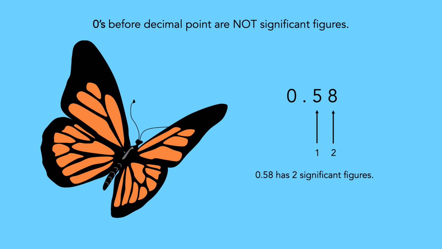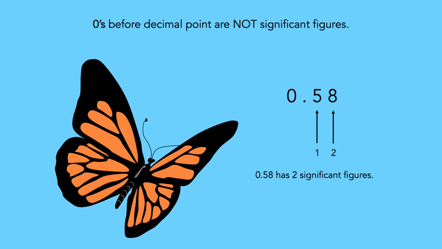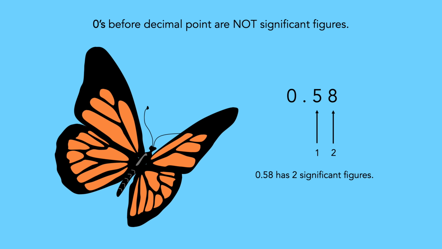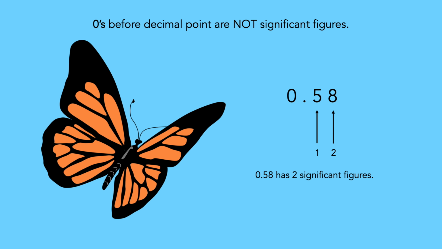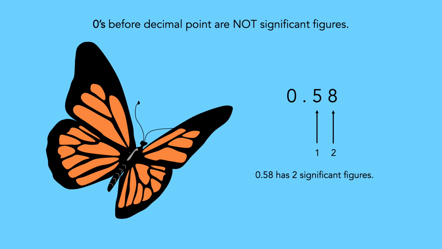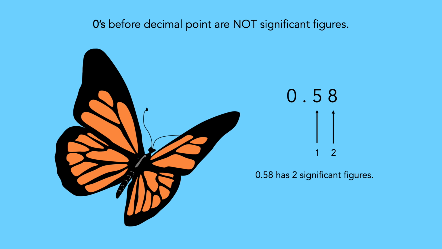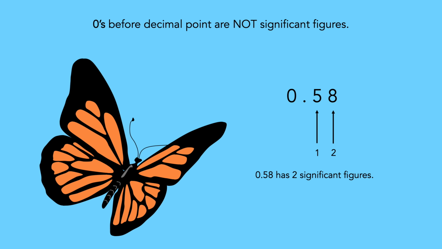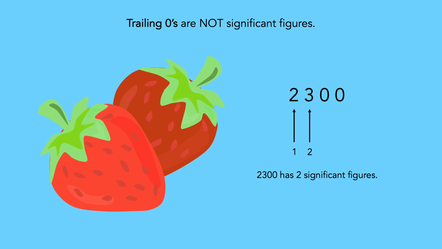If the zero is before the decimal point of a number, for example, a butterfly weighs 0.58 grams, then the zero would not count as a significant figure. There would only be 2 significant figures. The zero here acts as a placeholder, meaning that it just shows the size and is not an accurate number in the measurement. If the measurement has trailing zeros, the zeros would not count as significant figures.